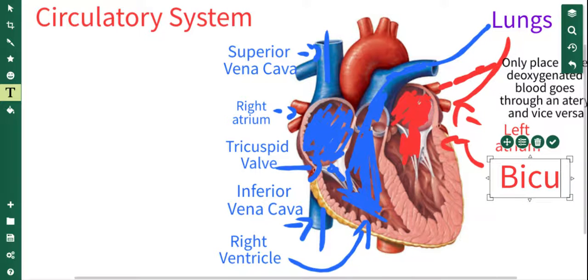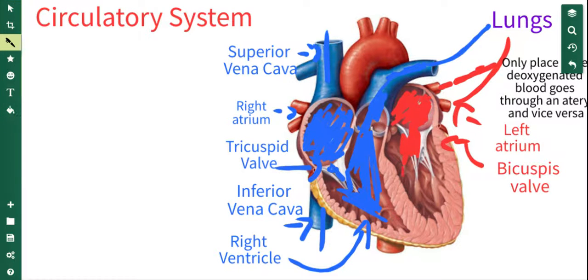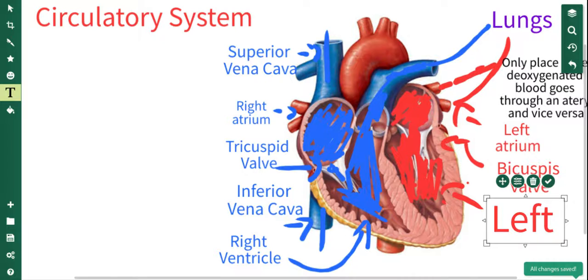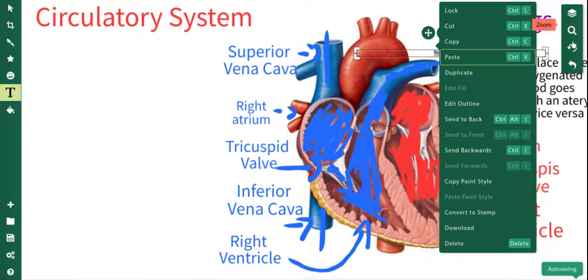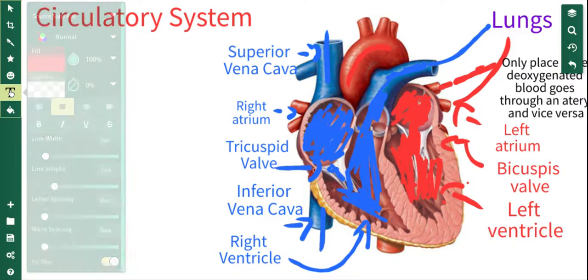Bicuspid valve. And after it goes through the bicuspid valve, you guys should probably know where it is going next. It'll go down here, and this place is, of course, called, instead of the right ventricle, the left ventricle. After the left ventricle, it goes up around here, and then it goes to the biggest and strongest artery, and it is called right here.